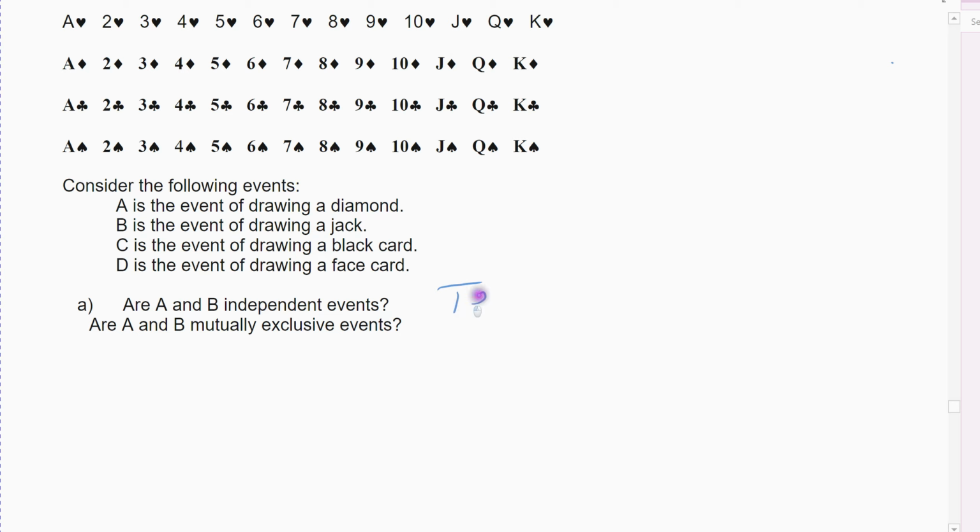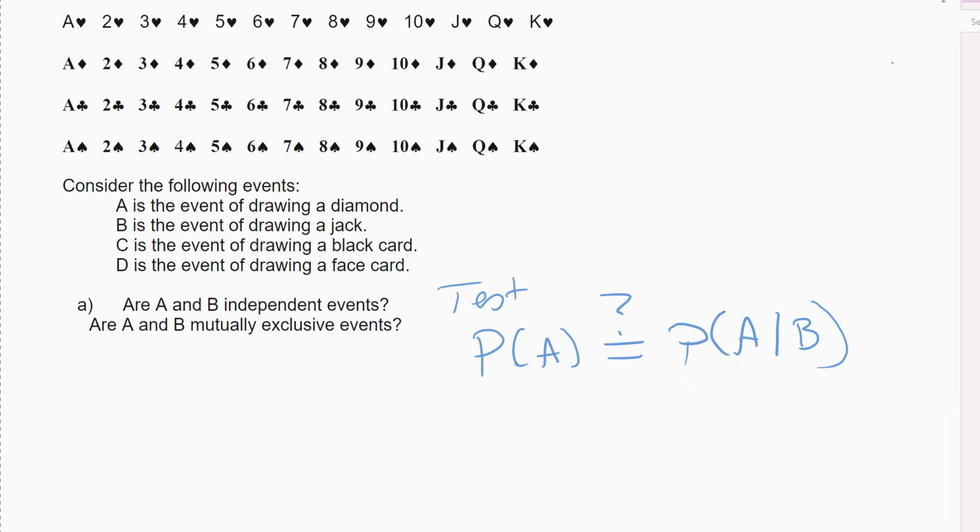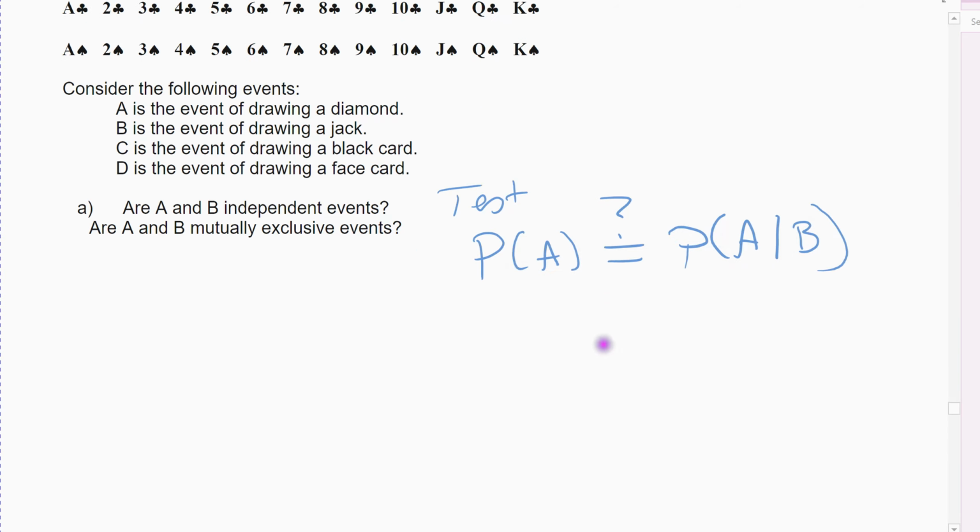So remember, when we test, we pick one of them to test. I'm going to test A. You could do it the other way around and test B. What I'm going to see is whether the probability of A is equal to the probability of A given the event I'm testing it against. So I'm testing it against B, so B is going to be my given event. Are those two probabilities equal? If they're equal, yes, they're independent. If they're not equal, nope, they depend, the condition matters. And then we just find them.